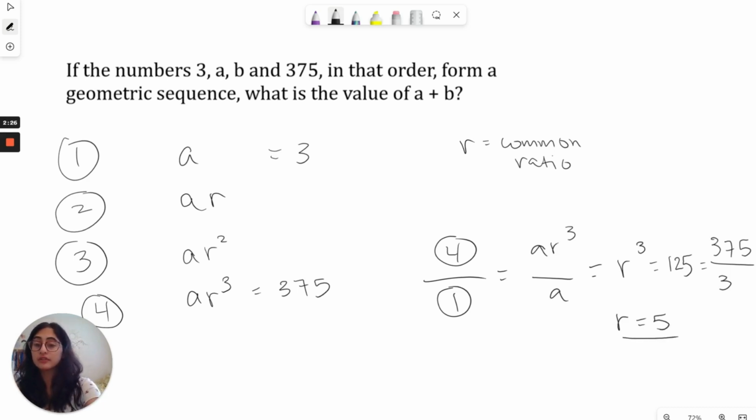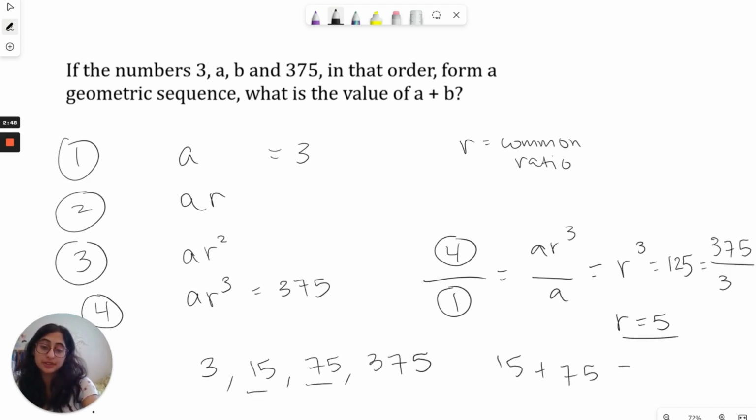So now we need to find a, our second term, and b, our third term. So if we start with 3, well, then our second term will be 3 times 5, which is 15. Our third term would be 15 times 5, which is 75. And if you were to multiply 75 by 5, you'd get 375. But we're just looking for our second plus our third term. So 15 plus 75 equals 90.